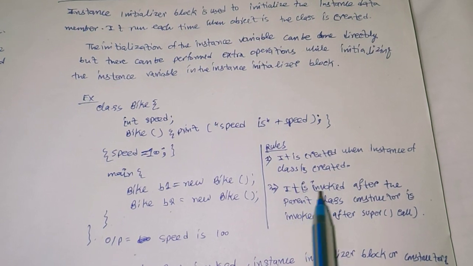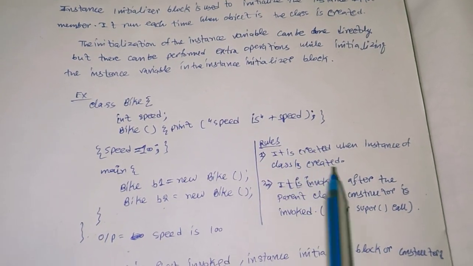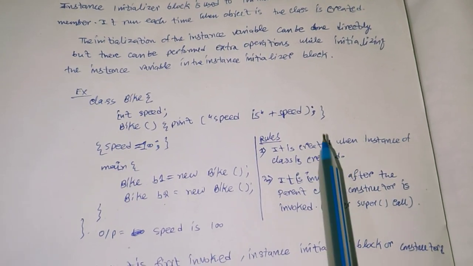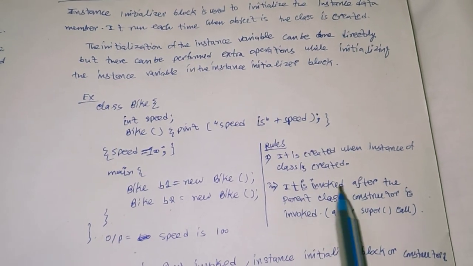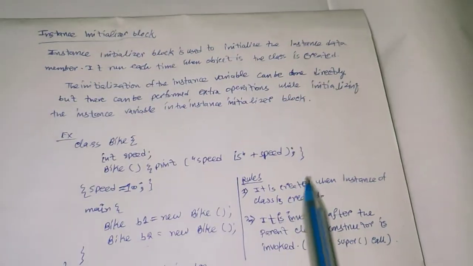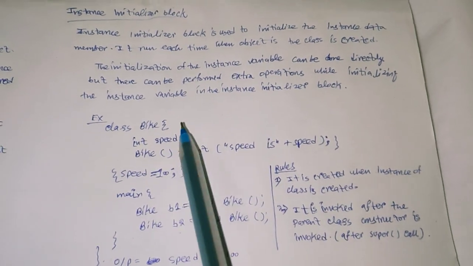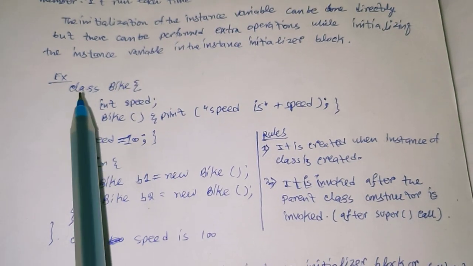So whenever there is an instance initializer block, after the super constructor is called and the parent class constructor is executed, then only this instance initializer block will be executed, and then the remaining portion of the constructor will be executed. So here is an example of this. This is the example of class Bike.